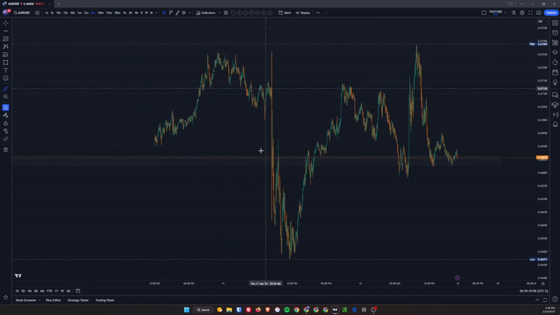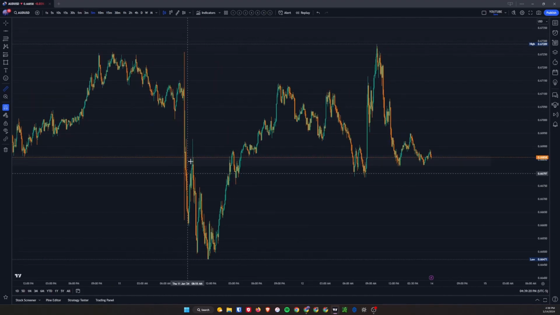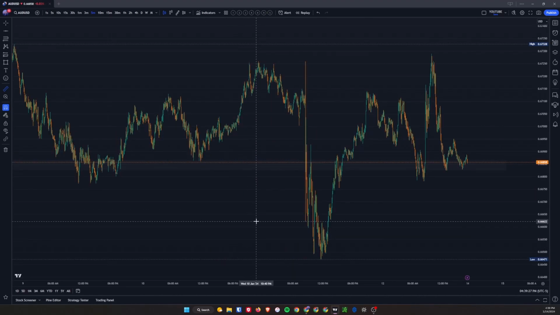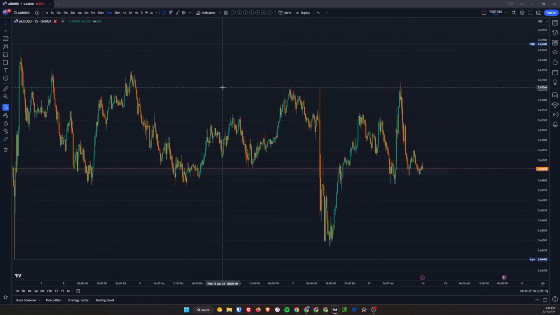If you zoom in, look what happened. It came up, rejected this price roughly, and then it came back down. So that's another way you could trade a level. But the thing with support and resistance is that it's only one simplified concept to trade the markets.